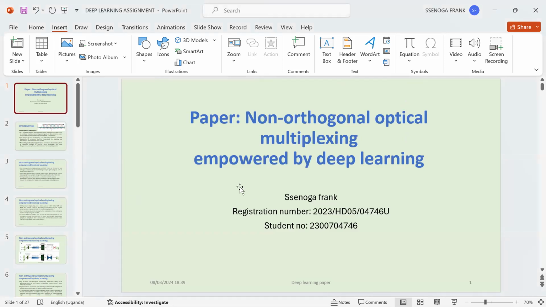I'm Sanoga Frank. I'm going to present on orthogonal multiplexing empowered by deep learning.